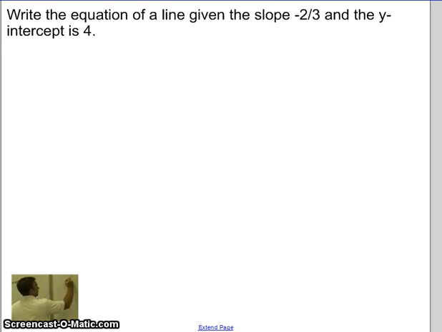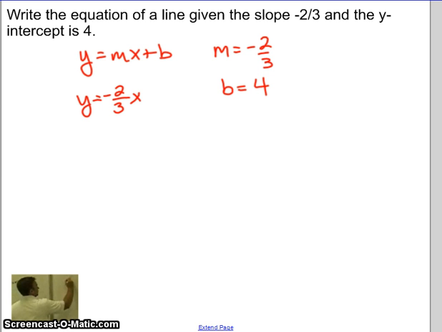Alright, write the equation of a line given the slope is negative 2/3 and the y-intercept is 4. So let's try this again. y equals mx plus b. Alright, in this case, m is negative 2/3 and b, the y-intercept, is 4. So instead of writing m, I'm going to write y equals negative 2/3 x plus 4. And that's it.